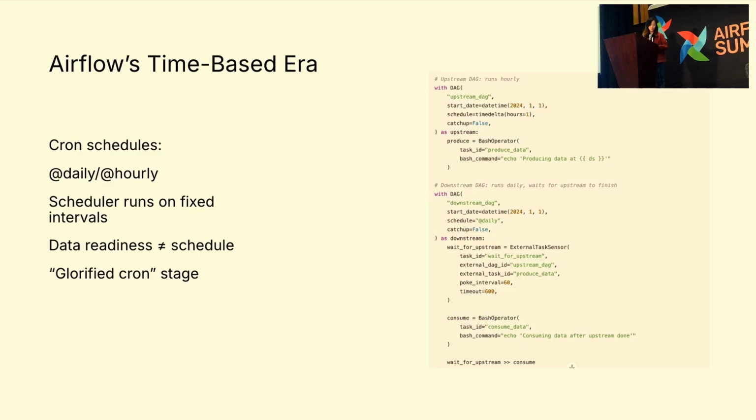In the example here, you can see that we have an upstream DAG running, and the downstream DAG runs with a cron scheduler. In the downstream DAG, we have an external task sensor that's waiting for the status update from the upstream. So the dependency is established between the two DAGs via the external task sensor.